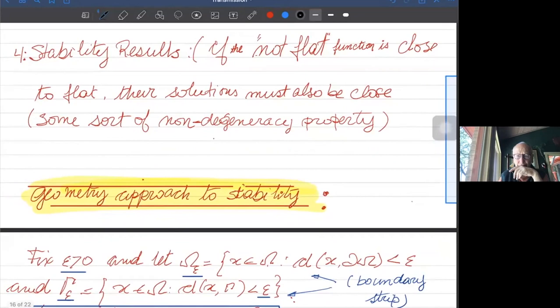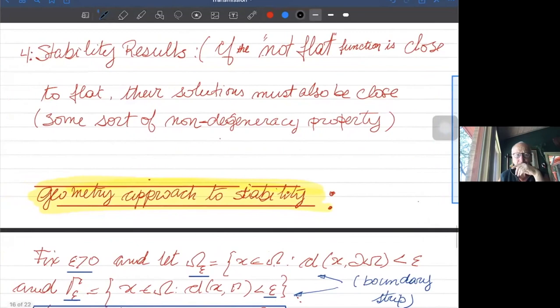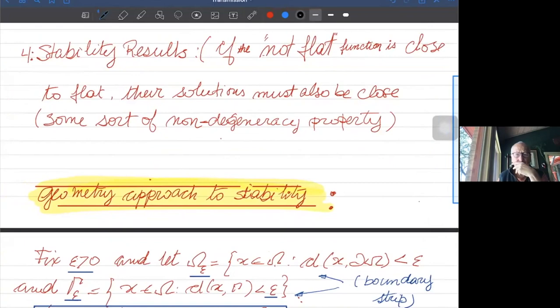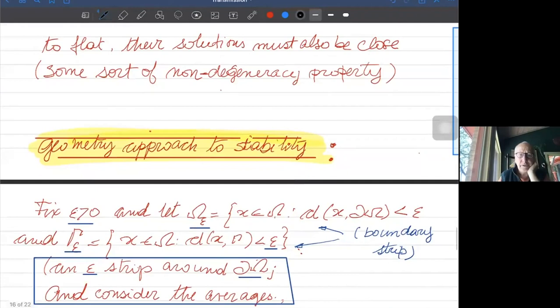Closed, right? Let me see. Okay, to flat, then solutions might also be closed. Some sort of non-degeneracy property. Okay. So the geometric approach to stability is the following, right?